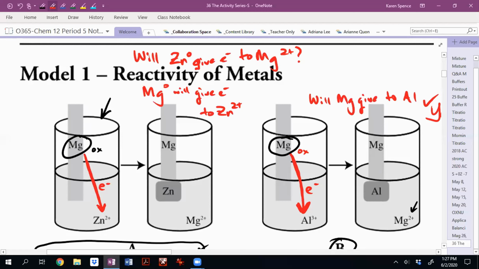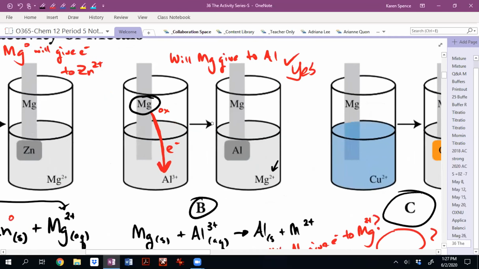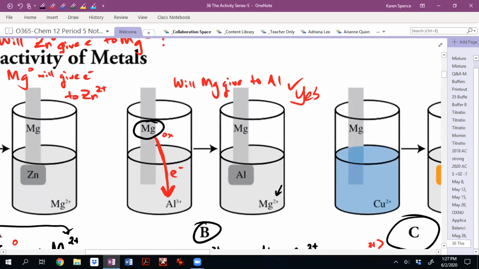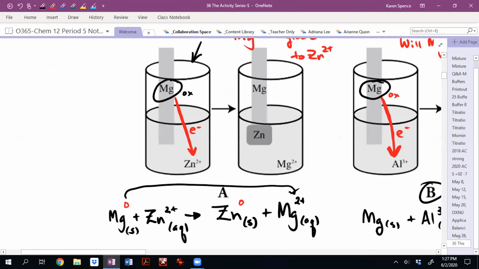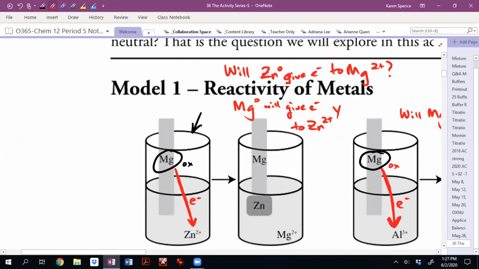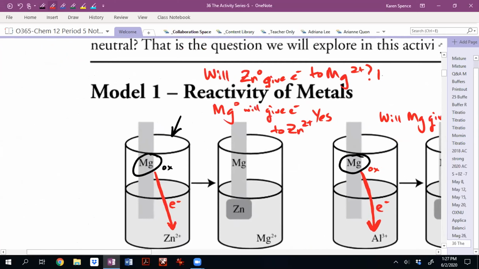Okay, let's go back here and remind ourselves. And if you're like, I don't need reminding, then you need to start answering some questions, okay? Will magnesium give to aluminum? And the answer was yes. And then we said, will aluminum give to magnesium? And then the answer was no. So when we went backwards, if the answer in forward was yes, then the answer in reverse was no. So over here, if we said yes, magnesium will give to zinc, then the answer to will zinc give to magnesium has to be no.